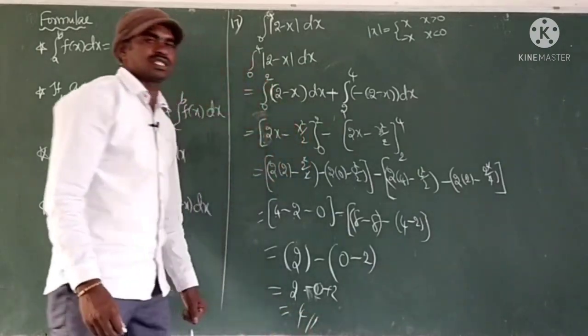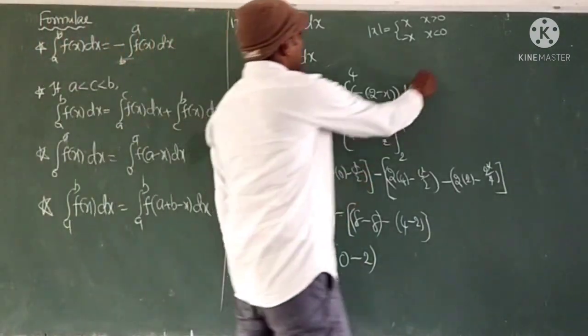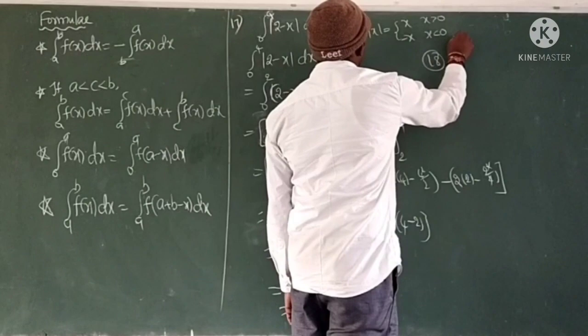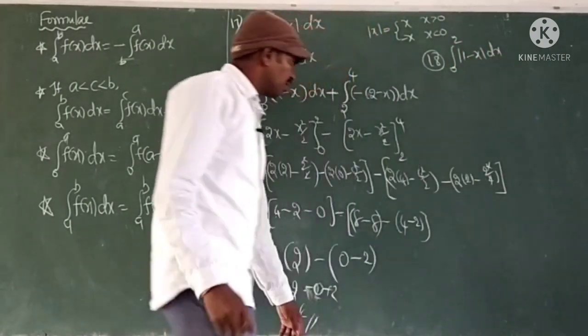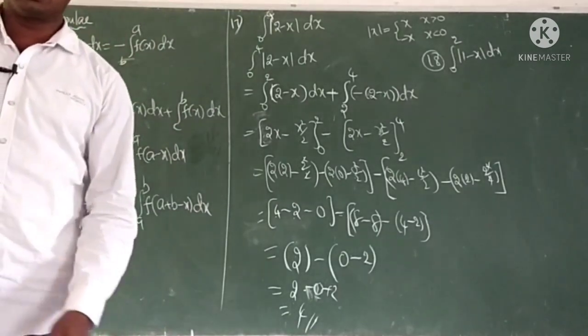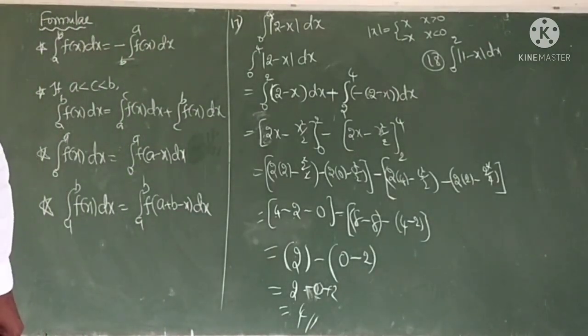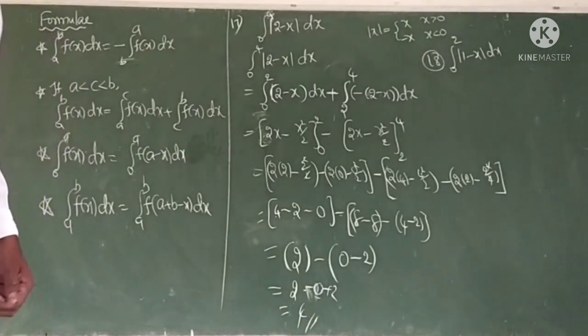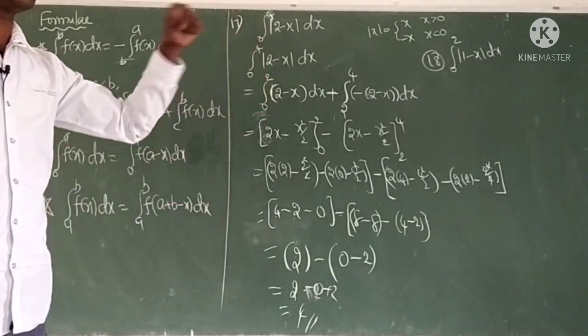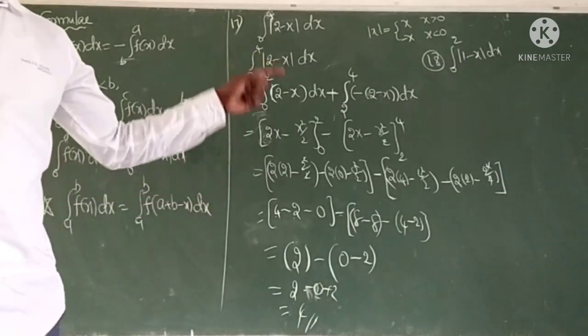This is the answer. So one more question, same type as the 18th question. You just do it: integration 0 to 2, 1 minus x dx. Same problem. I think answer is 2. No, answer is 1 for that question. So this is 4 and for that the answer is 1. So do it the same way.